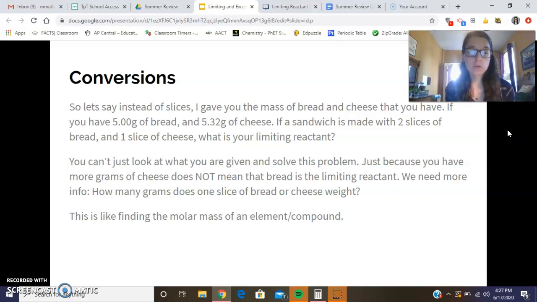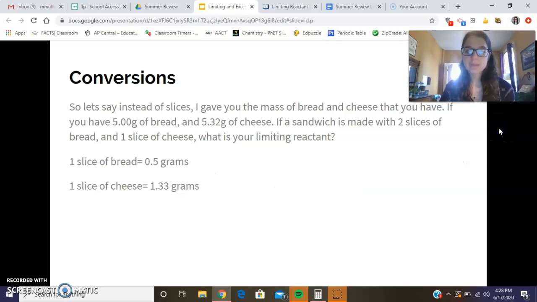How many grams does 1 slice of bread or 1 slice of cheese weigh? So here we're basically trying to convert from grams to how many slices that we have. You can think of this like finding the molar mass of an element or compound using the periodic table. So let's say that 1 slice of bread weighs half a gram and 1 slice of cheese weighs 1.33 grams. Now I'm going to figure out, okay, based on 5 grams of bread, how many slices of bread do I have with this conversion factor?